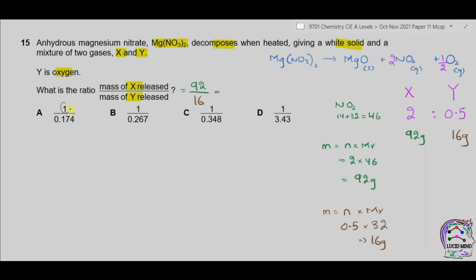In the answers they have given 1 for mass of X. So we can take 1 instead of X and we can find the value of Y by cross multiplying. Y equals 16 divided by 92, which comes equal to 0.174. It means if X is 1, Y should be 0.174. Correct option is therefore A.